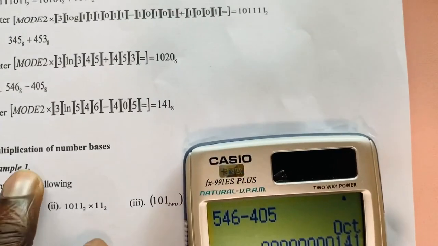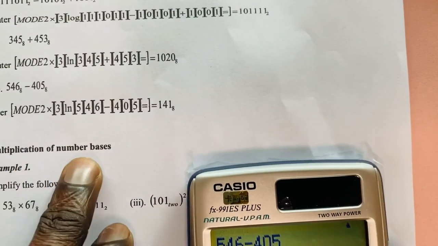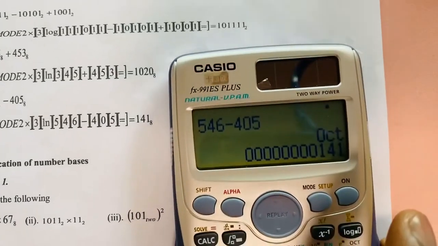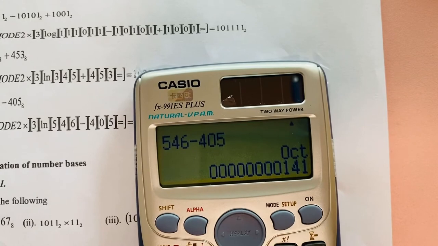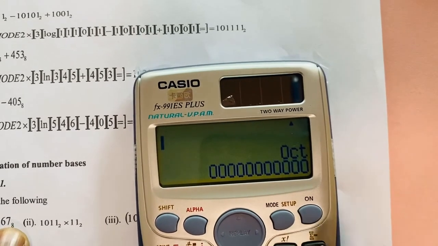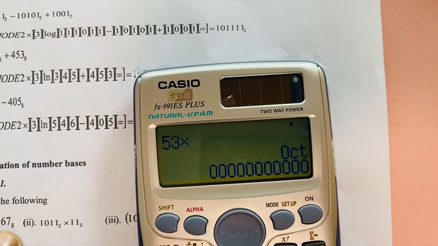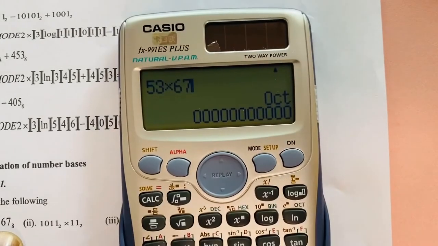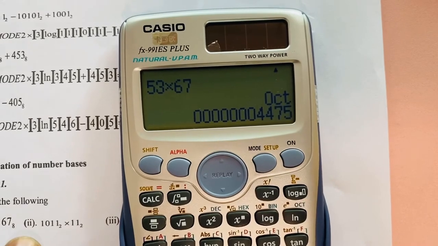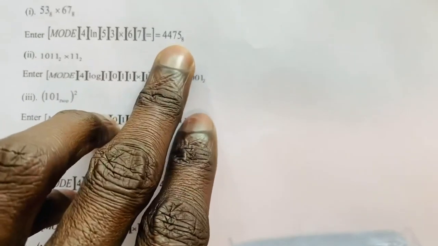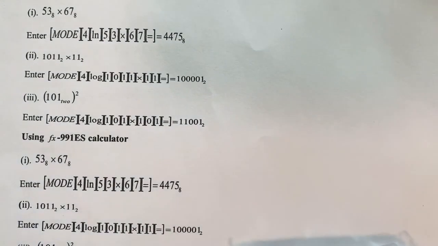Now let's go to the multiplication of number bases. You also need a common base for you to multiply. So here we have base 8, and we are already in base 8. So 3 times 67. When you press equal, it gives you 4475. So we have the answer here as 4475.